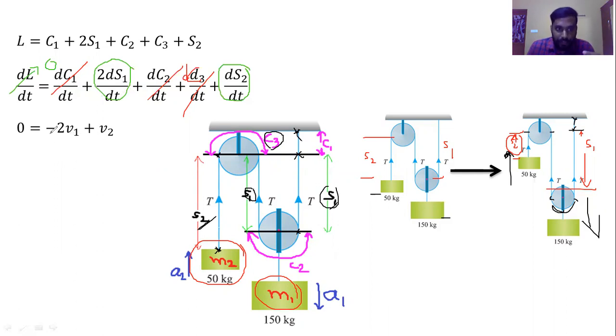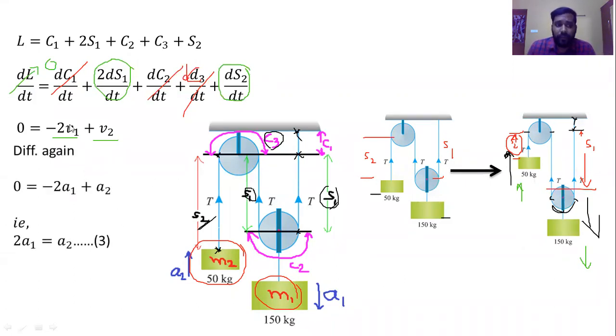As for how the minus came: one block is moving upward, another block is moving downward. So definitely, what will the direction of acceleration or velocity be? In this case, the downward direction is taken as negative, because the 150 kilogram block is moving downwards and the 50 kilogram is going upwards. So that is why minus 2v1 is taken for the downward direction as negative, and the upward direction is taken as positive. Okay, now let us differentiate this once more. What do we get after differentiating?